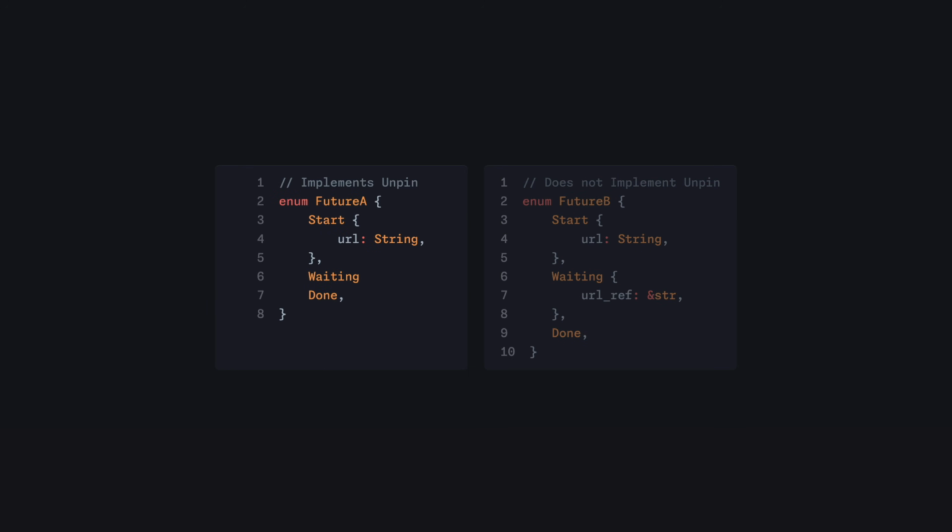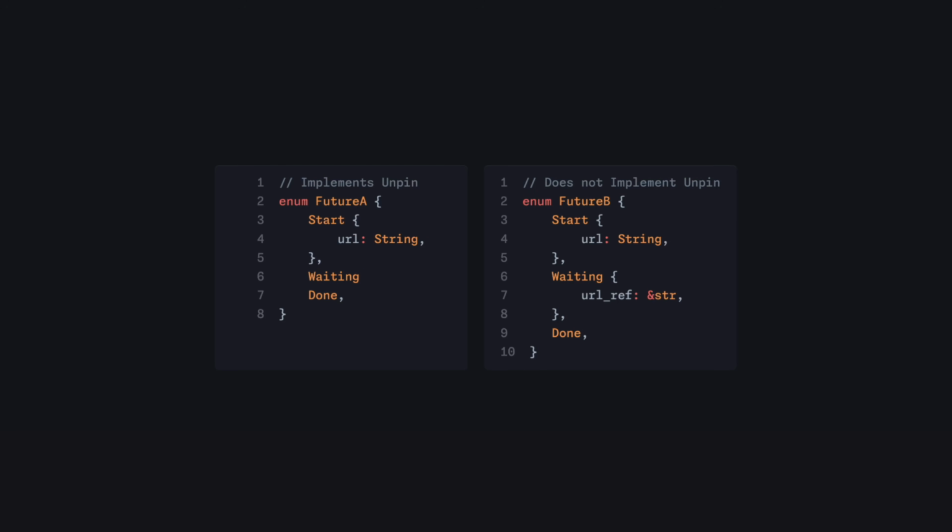Now, most futures are safe to move in memory, so they implement the Unpin trait by default. But some futures, especially ones that rely on references to their own internal data, need to stay in one place so that the references remain valid. For those futures, the compiler explicitly does not implement the Unpin trait so that those futures remain at a fixed memory location. The key idea is that Pin works for both types of futures. It provides a single, safe abstraction that Rust can use whether the future is safely movable or not. This system lets Rust support powerful async abstractions without giving up memory safety or performance.